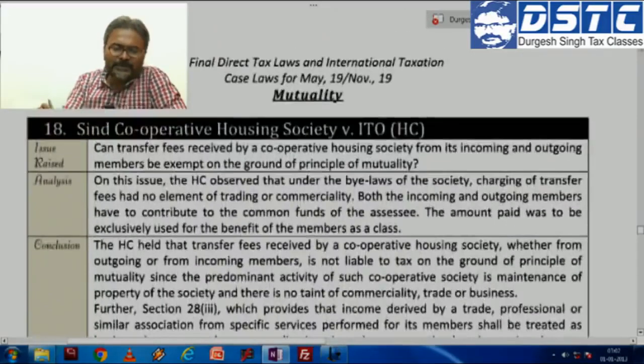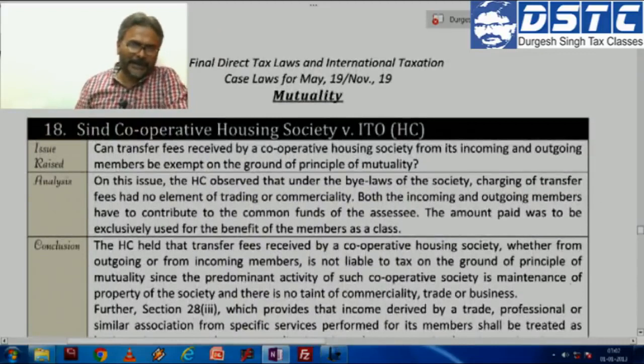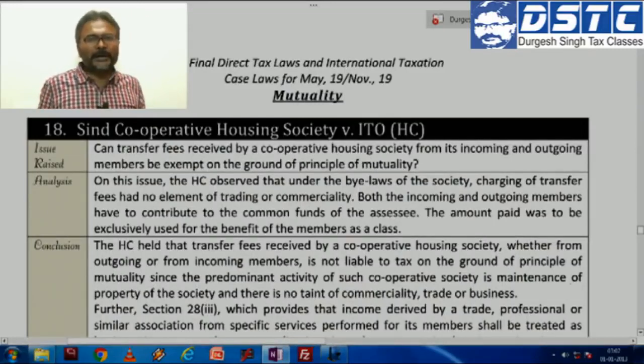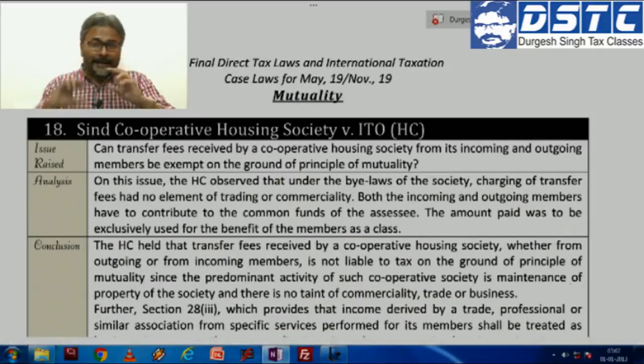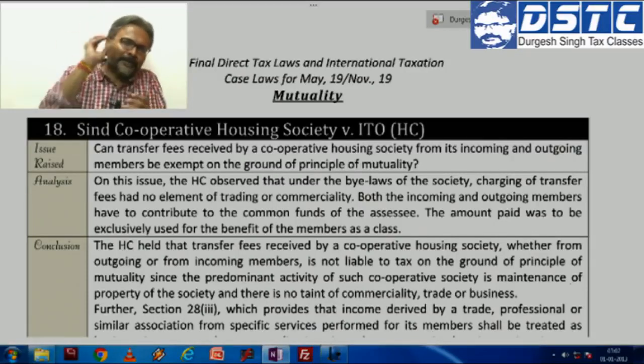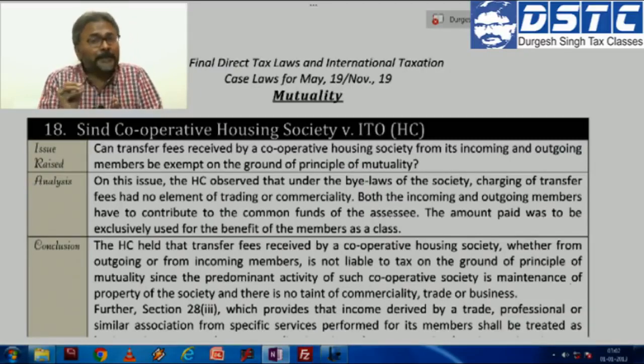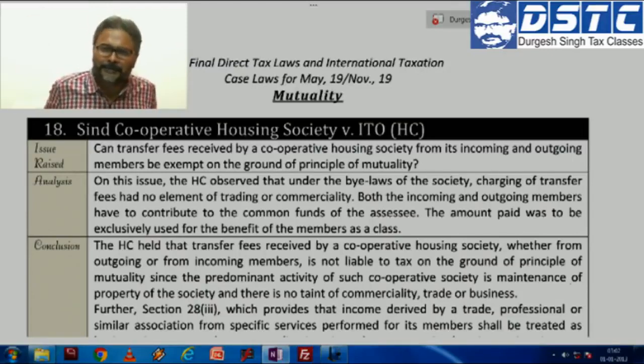Now comes the next one, which is mutuality. Again an expected particular category, mutuality. Now students, mutuality, as you all are aware, nobody can earn income from itself. A mutual concern, an entity like a cooperative society, gets the consideration from the members by various names for various purposes, but whatever be the purpose, it is actually for the common benefit of that entire society.